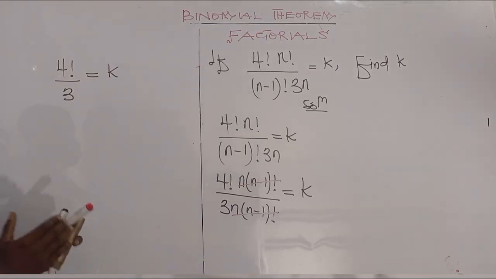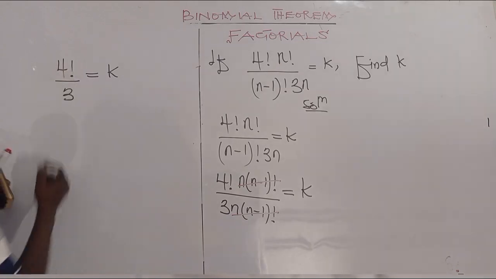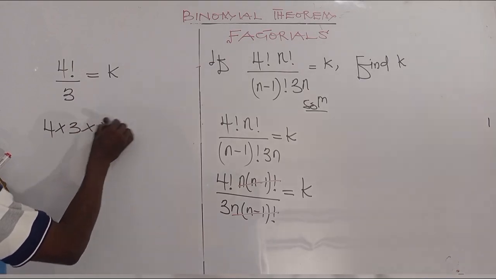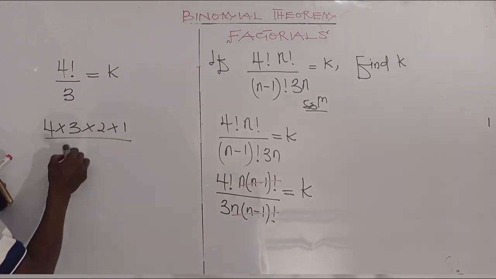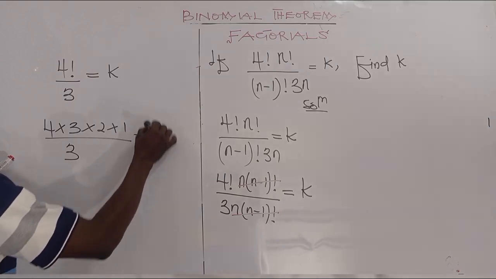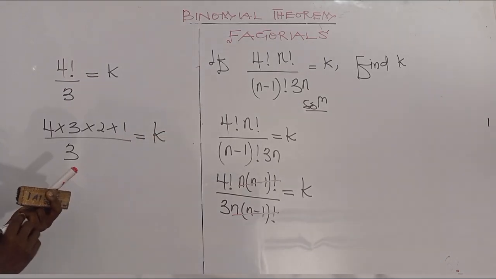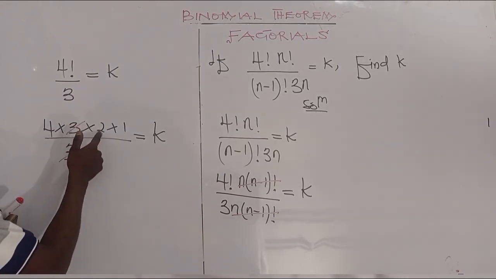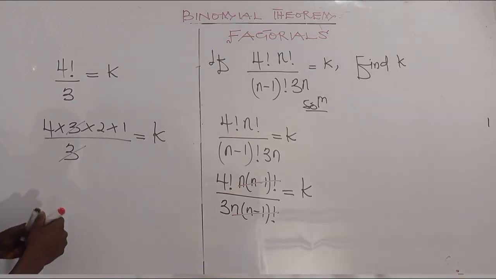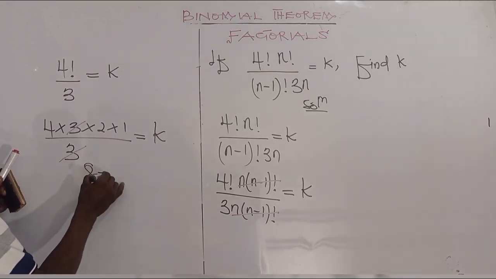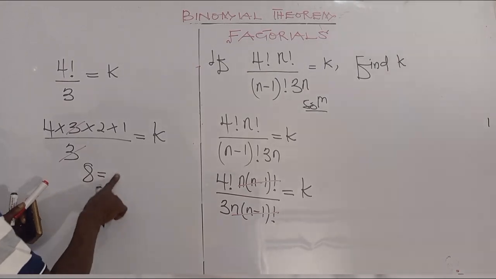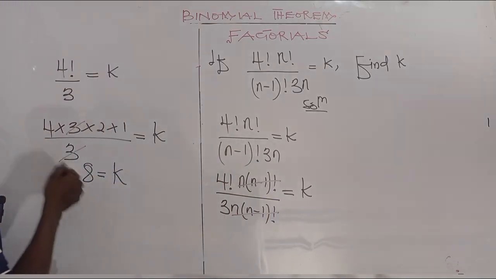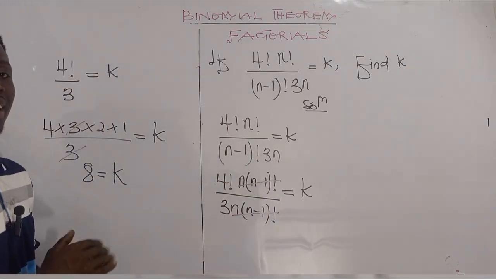Now the equation has become very simple. We know that 4 factorial can be written as 4 times 3 times 2 times 1, all over 3, and this is equal to k. We can see that this 3 cancels this 3. We are left with 4 times 2, which gives us 8, and 8 times 1 also gives us 8. So we have 8 is equal to k. Therefore, the value of k is 8. That is very, very simple and easy.